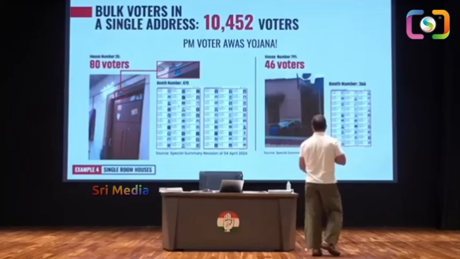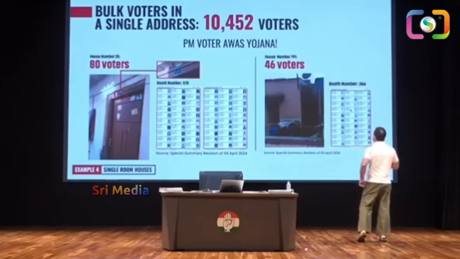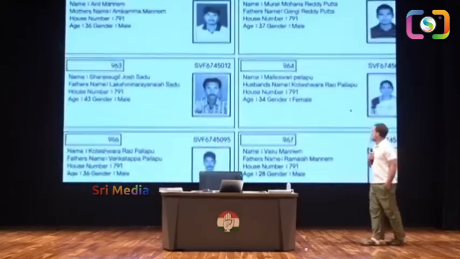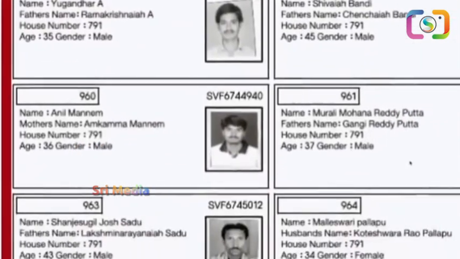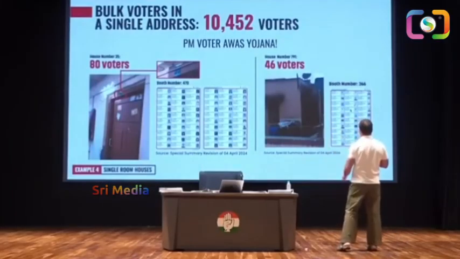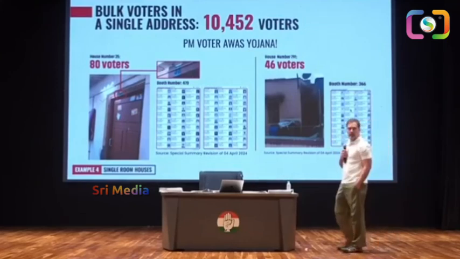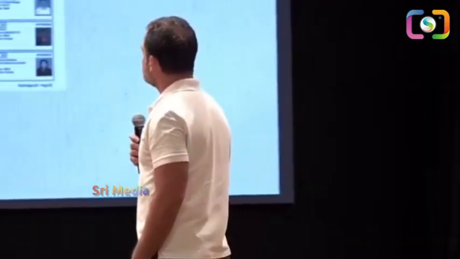Here's another one. Booth number 366. Zoom in on this a bit. 46 voters, all from different families, living in a single bedroom house. And when we go there, they don't exist. Zoom out. So that's a single bedroom. 46 voters living there. Same thing there, 80 voters living there. No sign of their existence. When we go there, we're threatened. Our people go there, they're threatened. Take video, they're threatened. Okay, next.